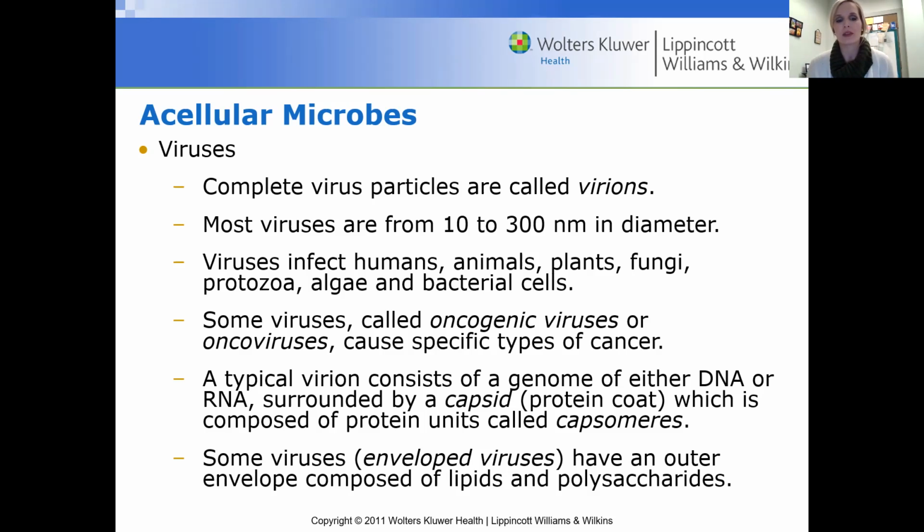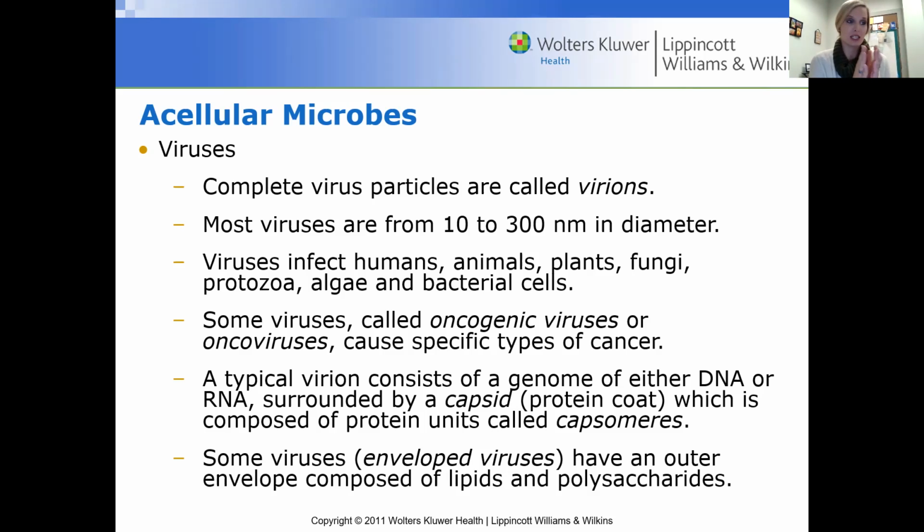So a typical virion consists of a genome, meaning it contains a certain DNA, which I think I briefly mentioned to you guys. DNA is what gives an organism its brain. It tells it what to do. So our DNA is what makes us human. Again, our DNA, for instance in humans, is what tells us what eye color to make.